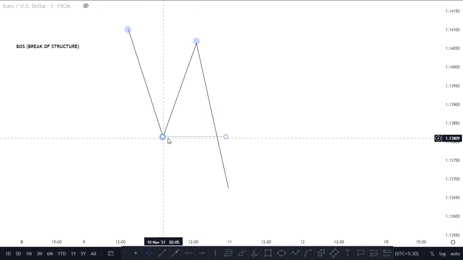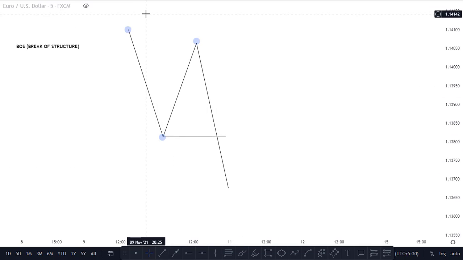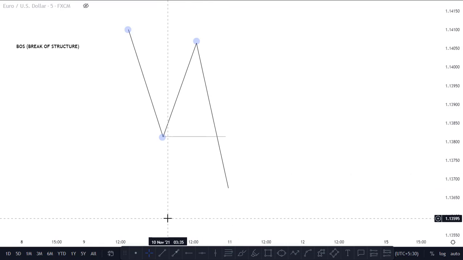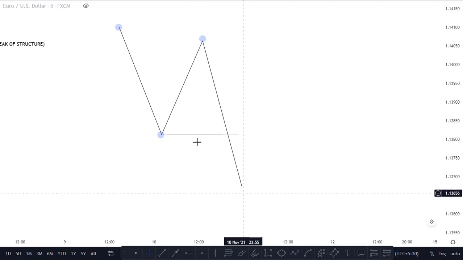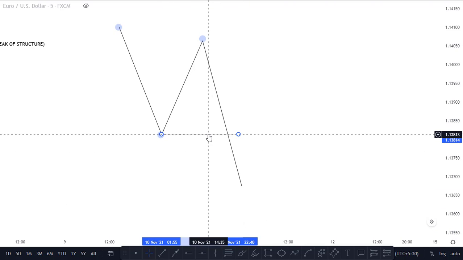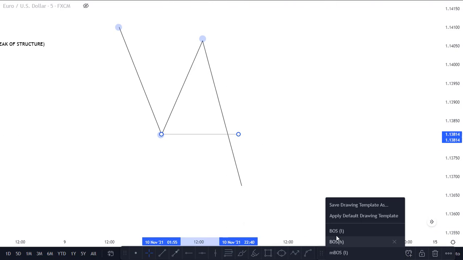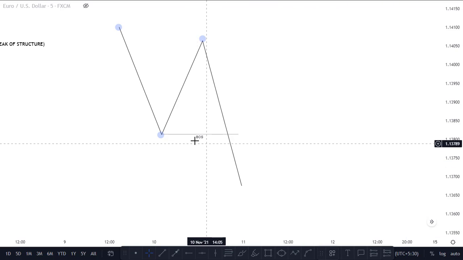A BOS is when a structure low is broken or a structure high is broken. This time we are in a downtrend, and the market has broken a structure low. A structure low is broken here, so we call it a break of structure, as you can see.